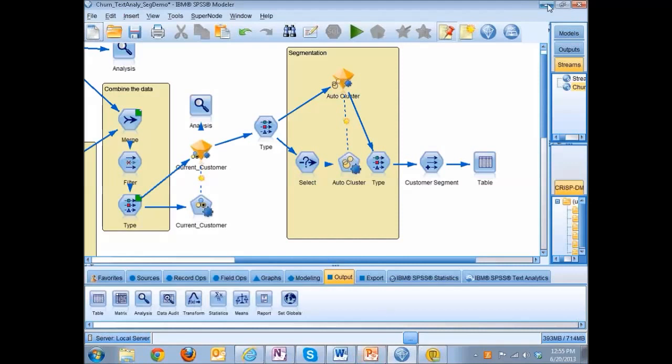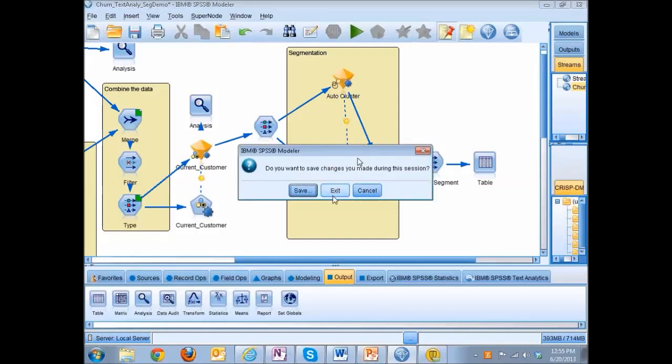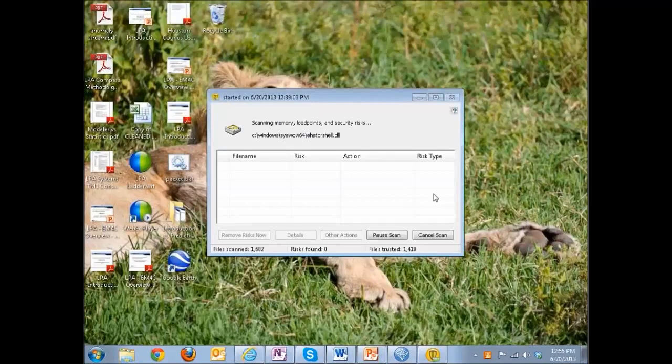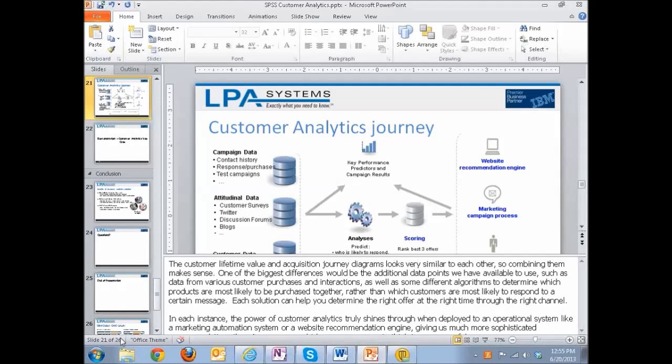I can hopefully successfully come back to the slides. Somehow or other, I always seem to have a virus scanner going when I don't want to.